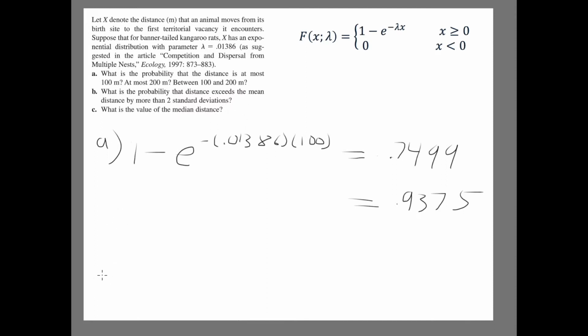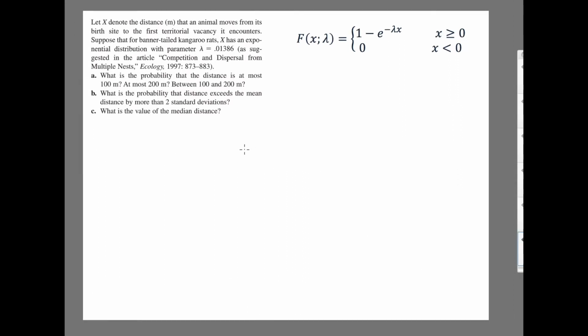So then they ask find the probability between 100 and 200. This is really simple because all you got to do is take the CDF of x equals 200, subtract the CDF of x equals 100, and then you will get 0.1876.